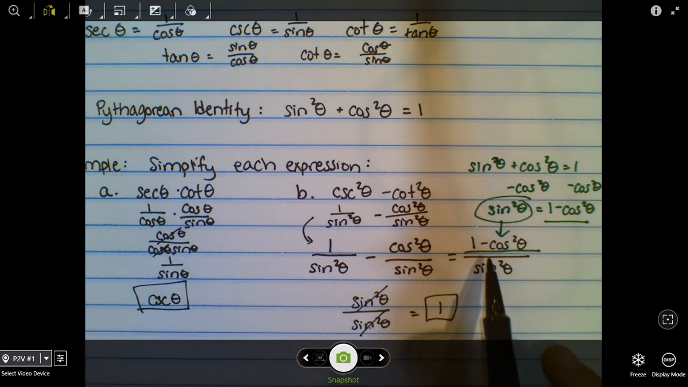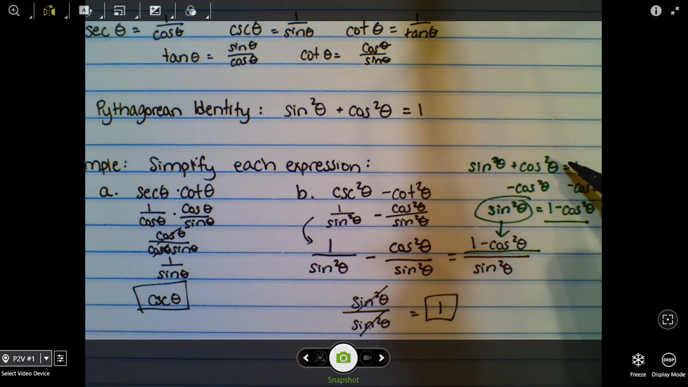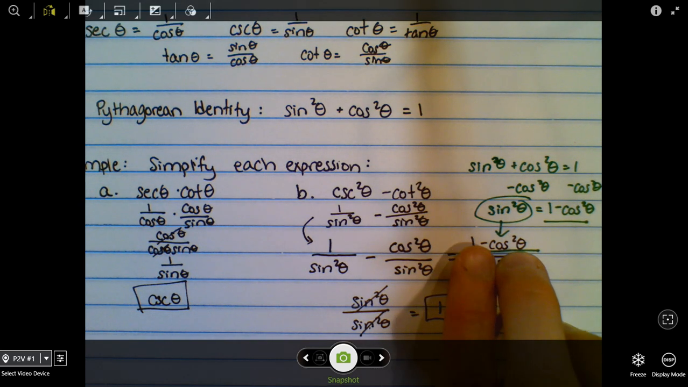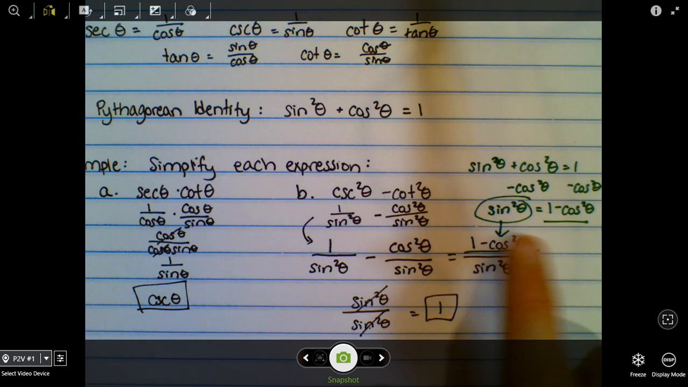Now, if you didn't recognize this 1 minus cosine squared was another variation of the Pythagorean identity, we could have gotten there if we would have gotten a common denominator and a bunch of stuff there. It just gets a lot more complicated. So it's a lot easier if you recognize the Pythagorean identity.